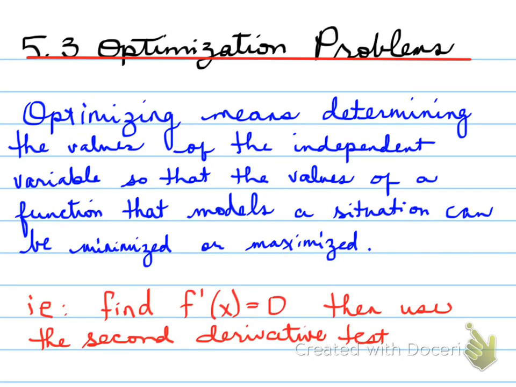Okay, optimization problems, 5.3. Optimization problems involve word problems, and optimizing means determining the values of the independent variable so that the values of a function that models a situation can be minimized or maximized. Optimizing means minimizing or maximizing. So, for example, you're to find the first derivative, set it equal to 0, and then use the second derivative test to determine concavity. Let's look at a problem.